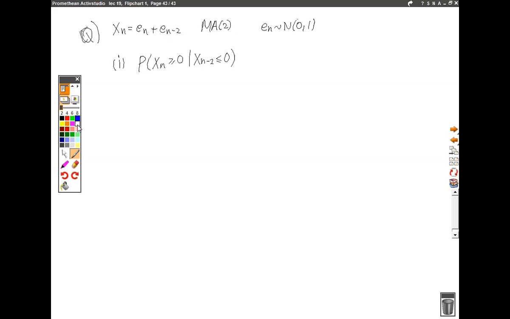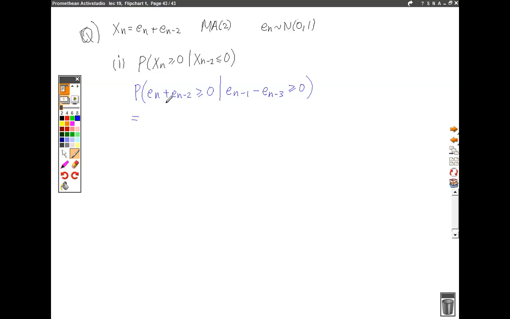We can put in the values of xn and xn−1. Yeah, we can put in the values of xn and xn−1. Let us see what happens then. So I put xn as εn plus εn−2 greater than or equal to 0, given that εn−1 plus εn−3 is less than or equal to 0. So what should be my next step?